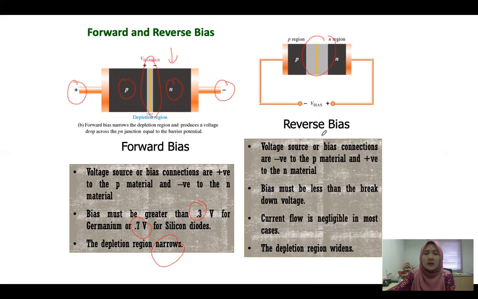For the reverse bias, it happens when the negative polarity of the external voltage is connected to the P region and the positive polarity is connected to the N region. So what happens? The depletion region width will increase. The depletion region will widen. And the bias must be less than the breakdown voltage, and the current flow is very small, thus it can be negligible in most cases. Okay, so this is the summary of forward bias and reverse bias.